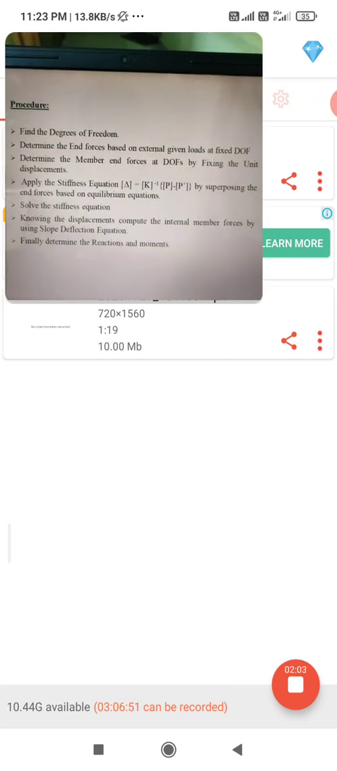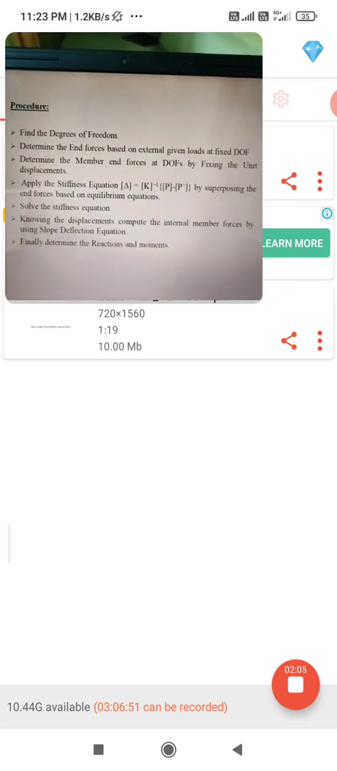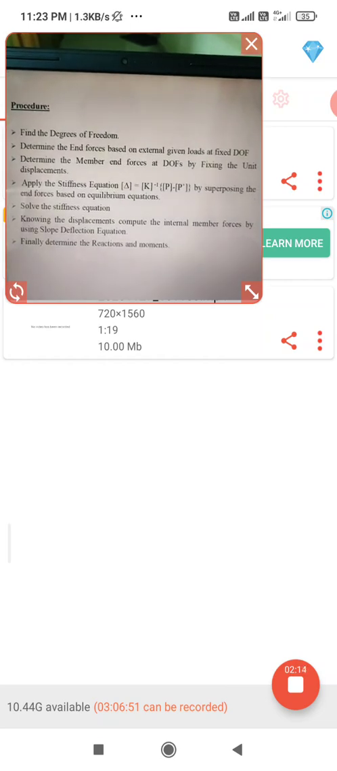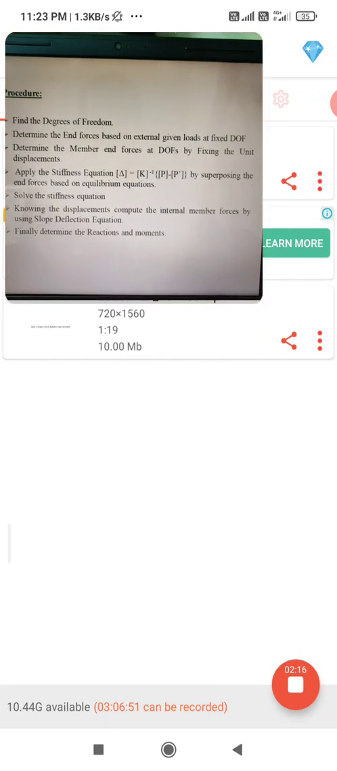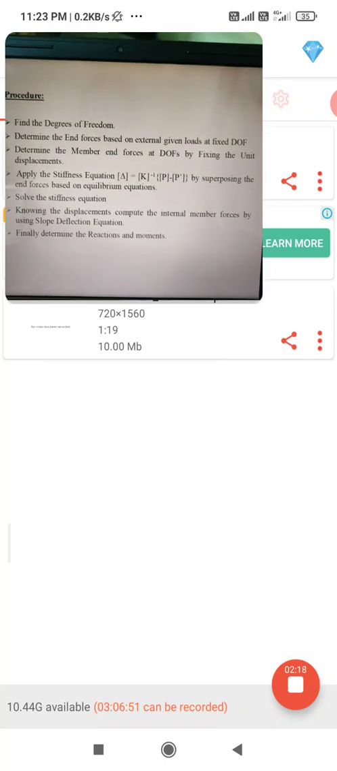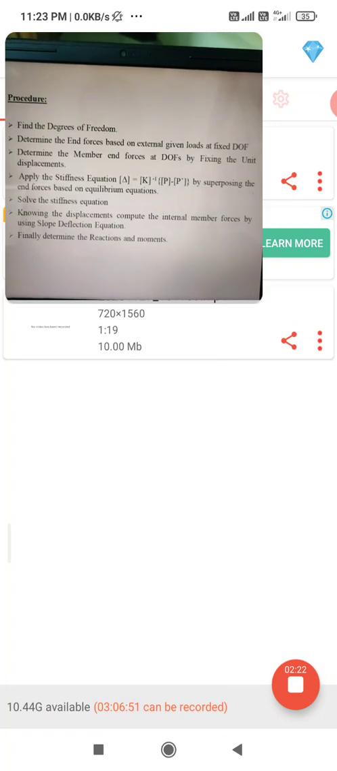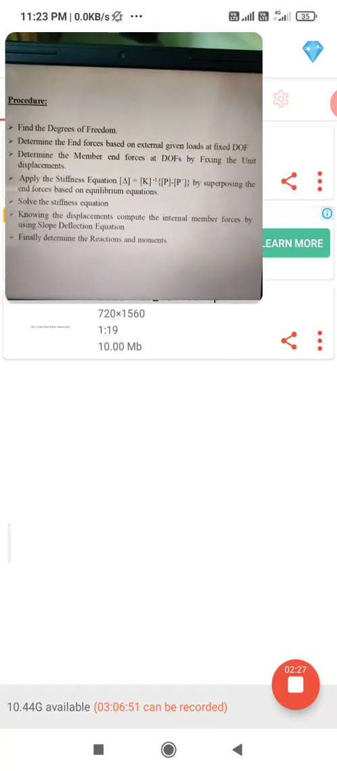Then apply the stiffness equation delta equals K inverse (P minus P dash) in matrix form, superimposing the end forces based on the equilibrium equations. Then solve the stiffness equation. Finally, knowing the displacement, compute the internal forces or moments by using the slope deflection equation.